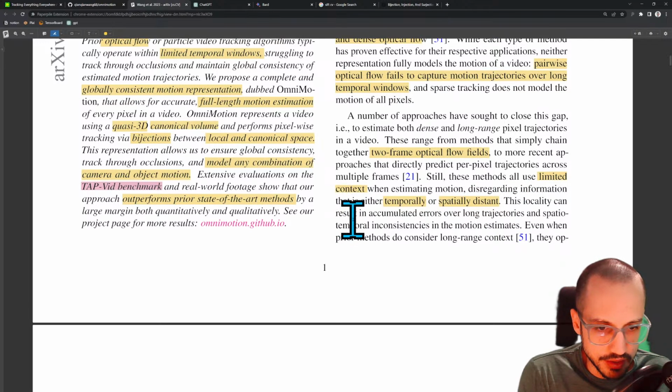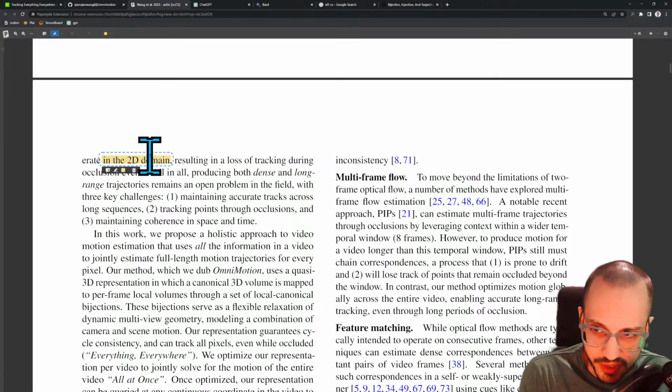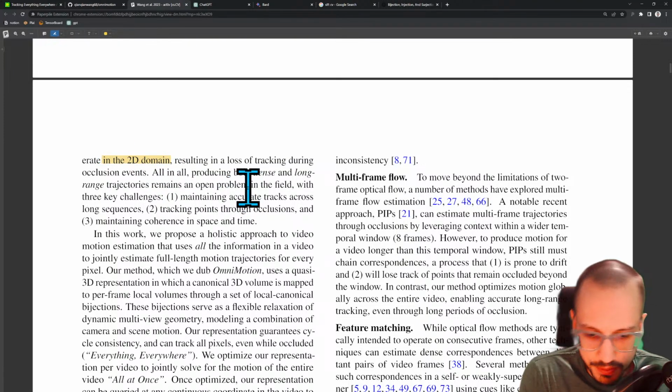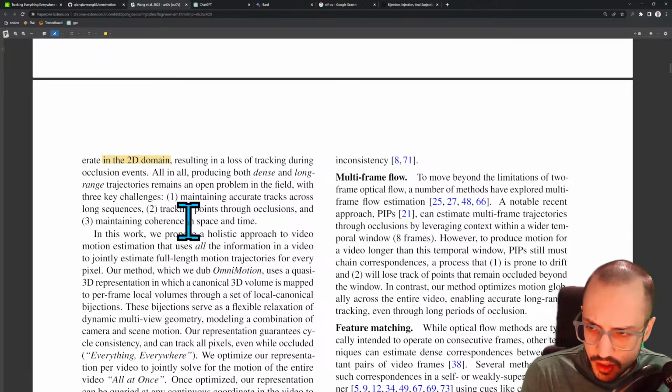This locality can result in accumulated errors over long trajectories and spatiotemporal inconsistencies in these motion estimates. Even when prior methods do not consider long-range context, they operate in the 2D domain. Yeah, generally in pixel space. So 2D here, pixel space means within the height and width of the image, right? Resulting in a loss of tracking.